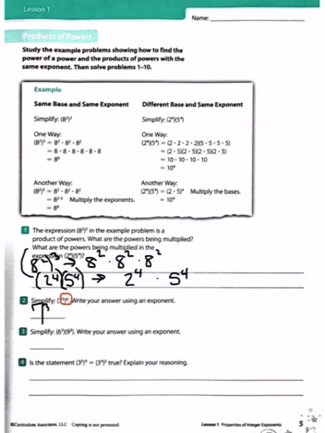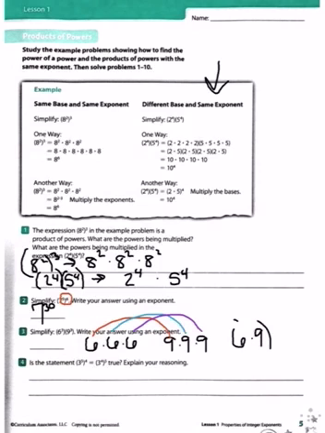Number 3, simplify 6 to the third times 9 to the third. Write your answer using an exponent. So this is like example number 2 up at the top. If we were to write it out, 6 times 6 times 6, and then 9 times 9 times 9, you can see that they match up evenly. You can pair 6 and 9 together 3 different times. And so our answer is going to be 6 times 9 to the third power, because there are 3 pairs. 6 times 9 is 54.